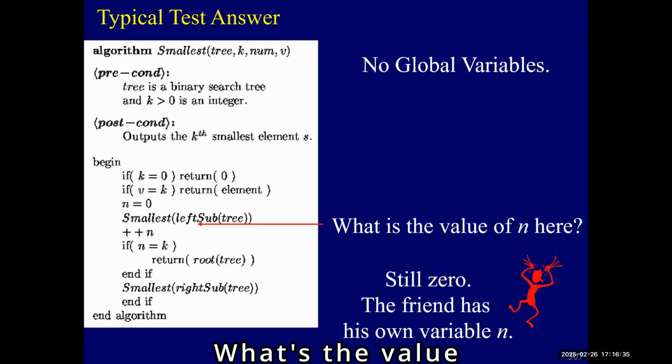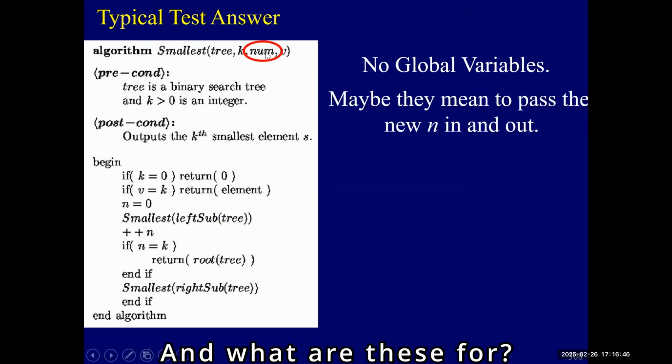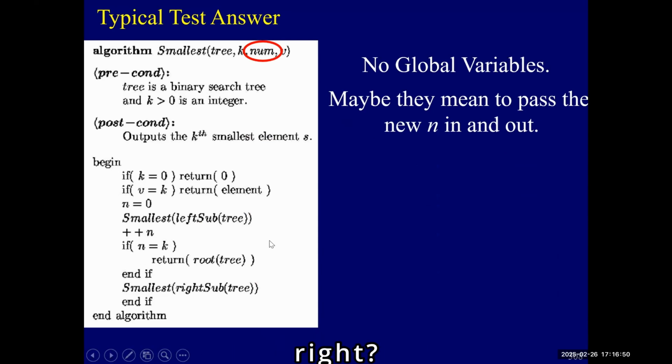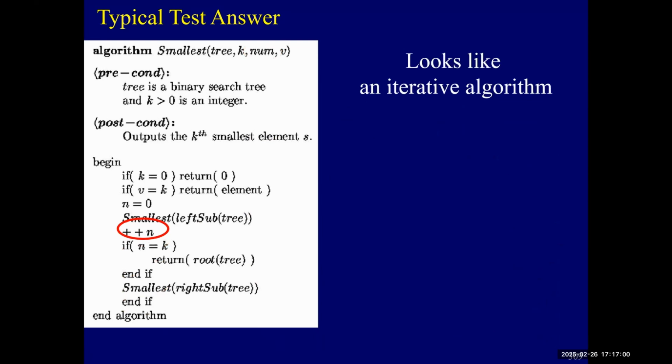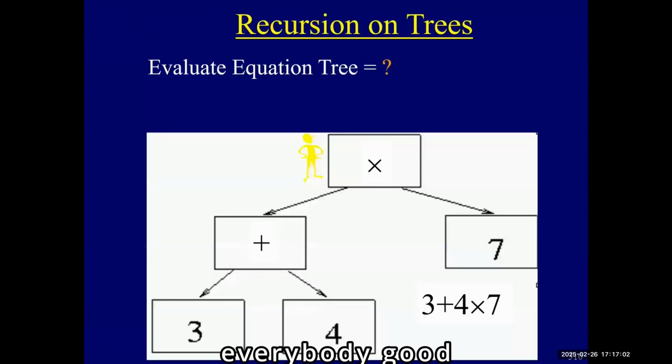What's the value of n here? It's set to 0, you come out. What's the value of n? Well, n's local. The value of n is still 0. And what are these for? Assume it's some weird passing in and out of values. I don't know, except the num doesn't appear anywhere else. So what are you doing to me? Anyway, everybody good with that?